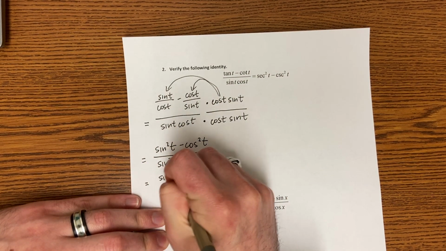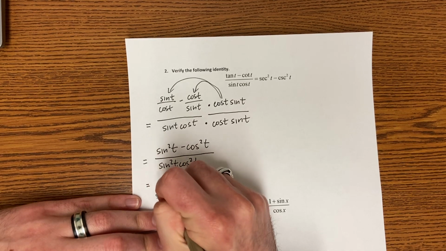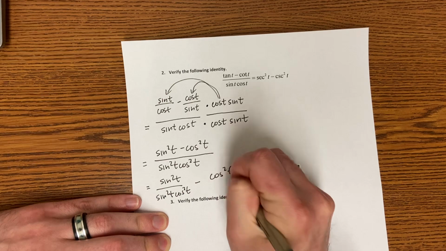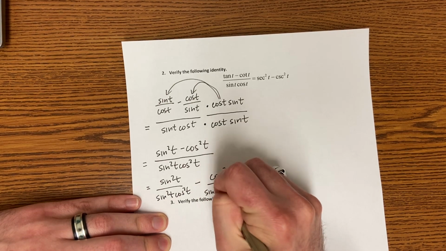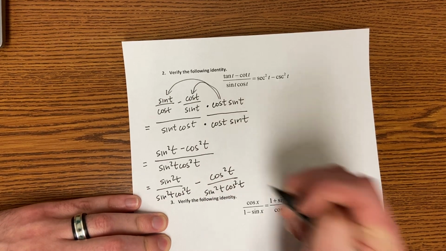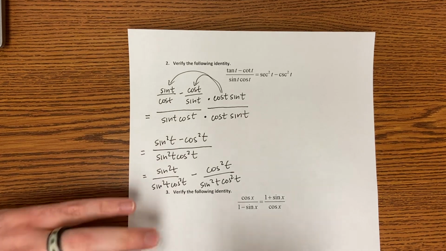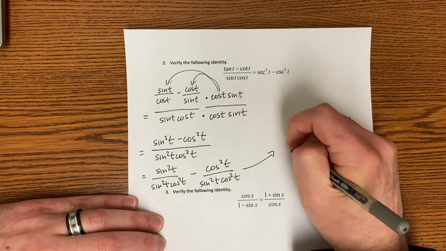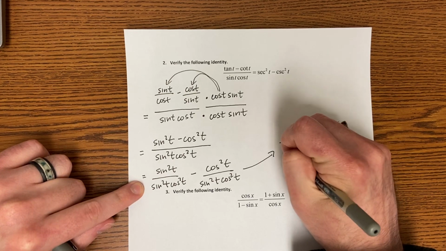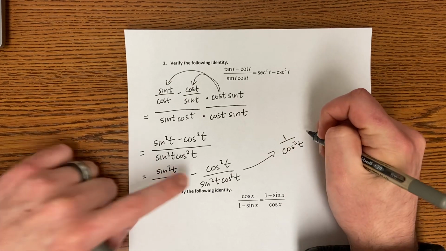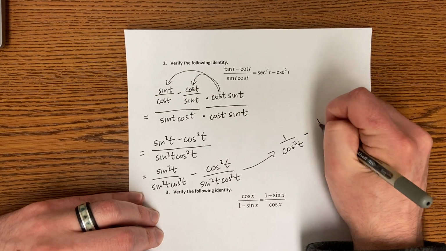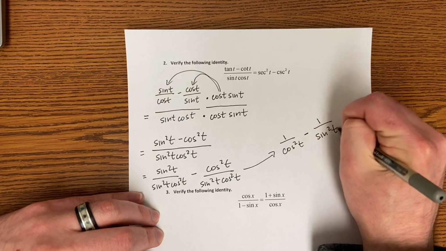This is now sine squared t over the whole denominator minus cosine squared t over the whole denominator. And if you look at that, here the sine squared t's will cancel, so I'm going to write it going this way. That'll leave just 1 over cosine squared t minus, here the cosine squared t's will cancel and leave us with 1 over sine squared t.